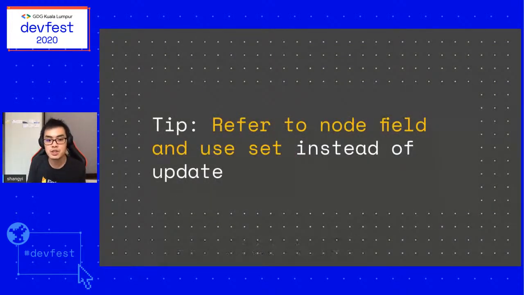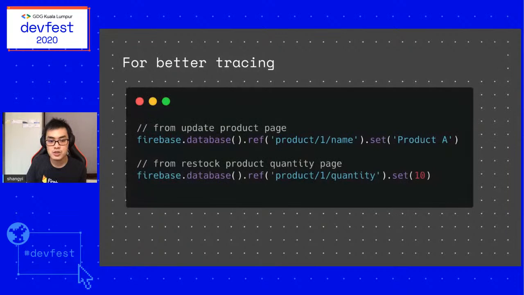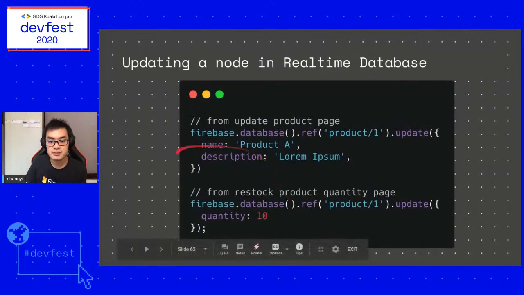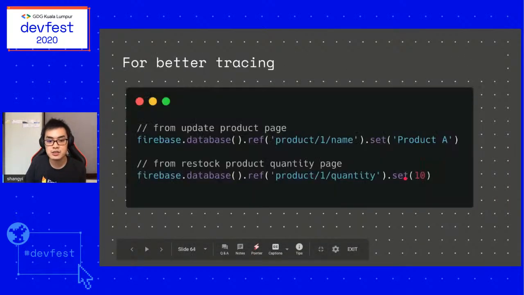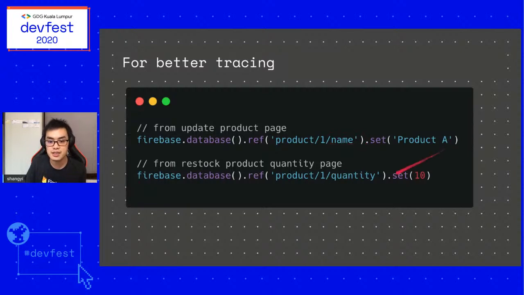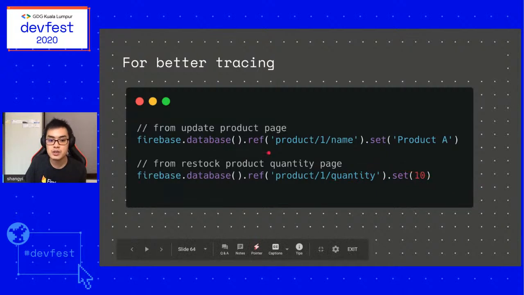One of the tips is to refer to the node field and use set instead of update. What does this mean? Instead of doing an update based on the fields you want, you can do something like this: firebase.ref, and directly access the field that you want to change. If I just want to change the name, you set it like this. If I just want to change the quantity, you set it like this. This could happen on a different page, and that could happen on another page.